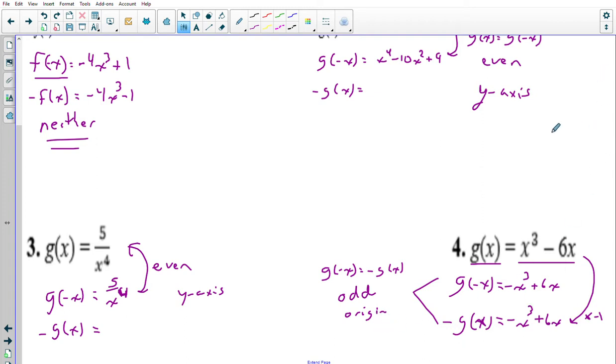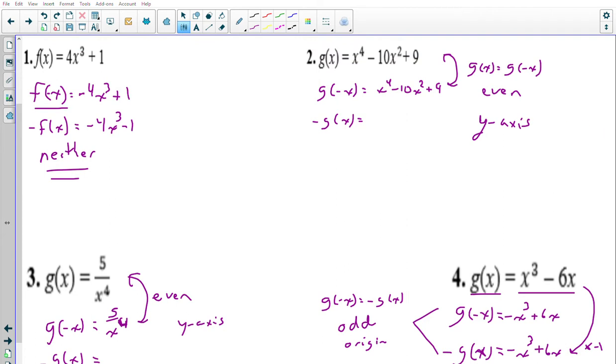I want to graph a couple of these just to verify that it's true. By looking at a graphing calculator, I'm going to go to number 2, and I set the window correctly, so it should have a decent graph. And when I graph this, not the best graph, but you can see that it is reflective over the y-axis, which means that this is going to be an even function.